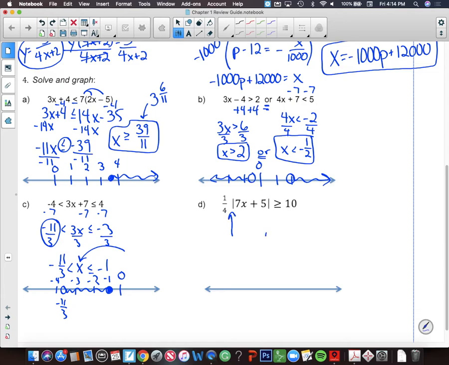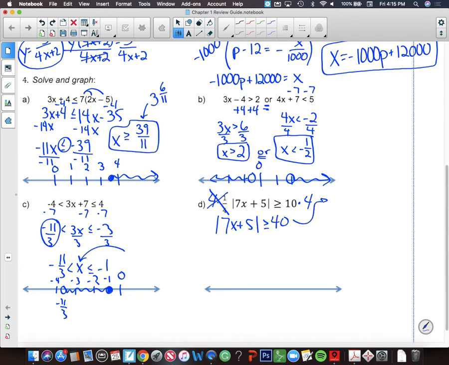Notice the absolute value brackets. So that means we're going to have to make two equations or two inequalities here. But the first thing we have to do is get rid of that. So 1/4 is the fraction. To get rid of the fraction, you divide by 1/4, or a better way to say it would be multiply by its reciprocal. So multiply both sides times 4. And that'll just cancel out that fraction there, and we're left with 7x plus 5 greater than or equal to 40. Okay? From there, we make our two equations.